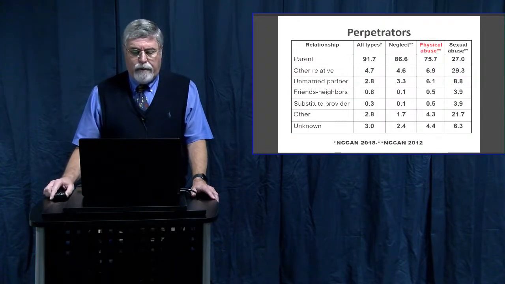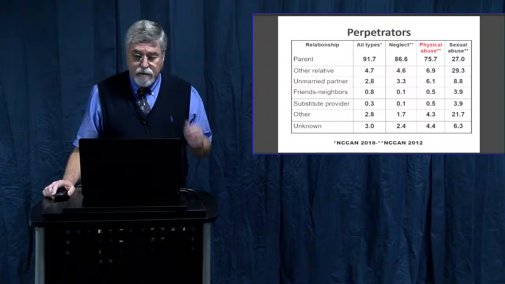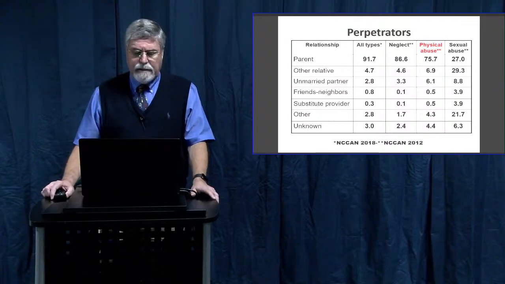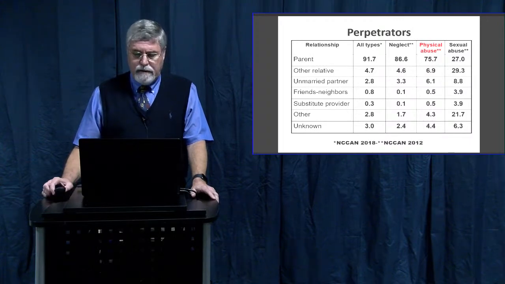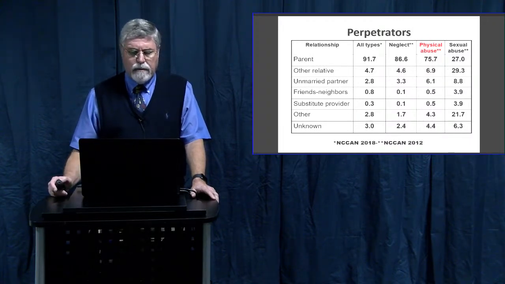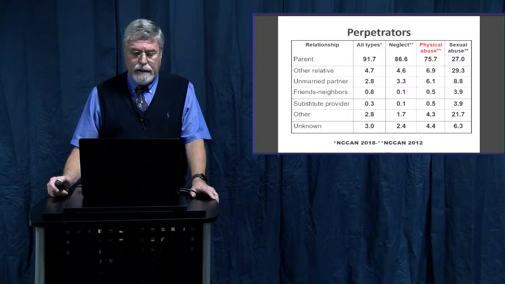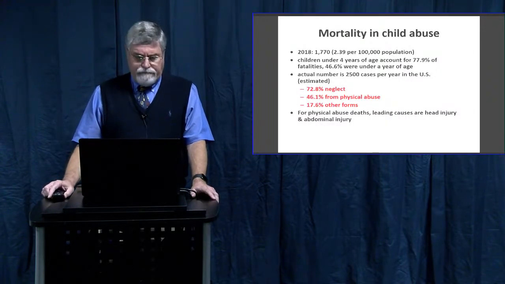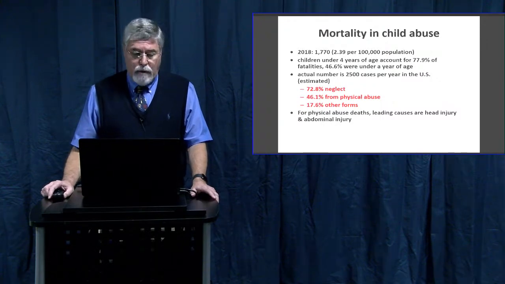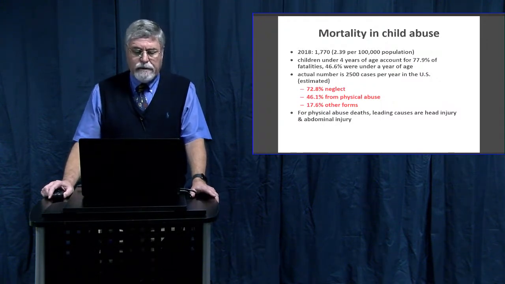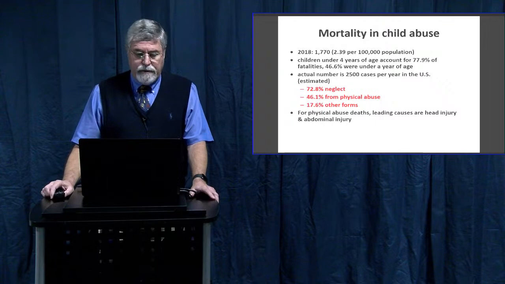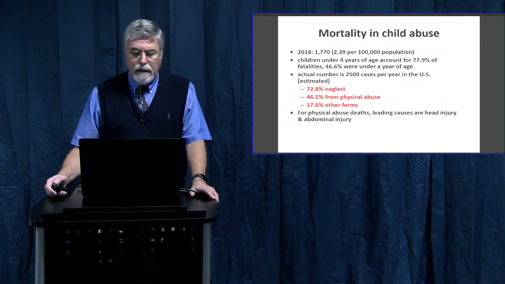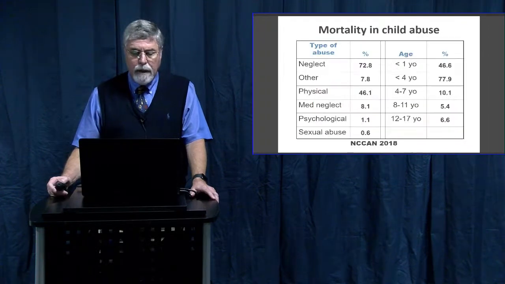They don't break it down by category since 2012 because of cutting in funding to NCAN. But when they were breaking it down, sexual abuse is very different than physical abuse and neglect, where parents are still involved but not the same frequency. When they die from neglect the most, but physical abuse is next. And when they die from physical abuse, it's mostly abusive head trauma and then abdominal injury in that order.